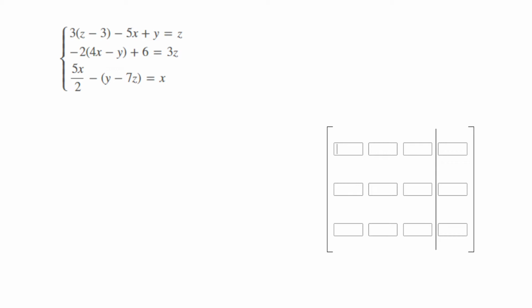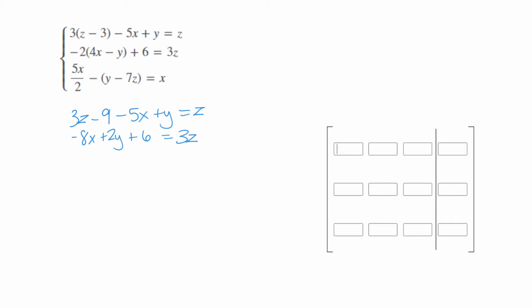So on this first equation, I'm going to distribute my 3. So then I'm going to have a 3z minus 9. And then I'm going to have a minus 5x, a plus y, and equals z. And I'm going to do that on each one of these, just distribute. So the next one is a negative 8x plus 2y plus the 6 equals 3z.